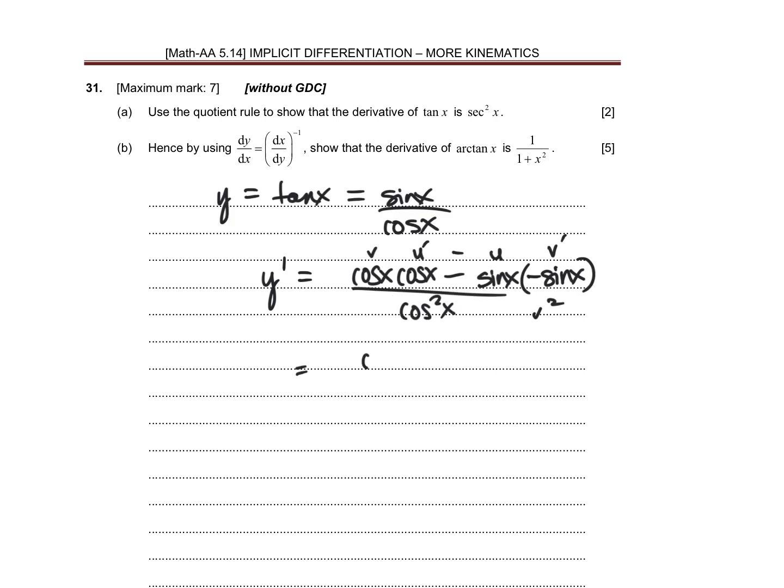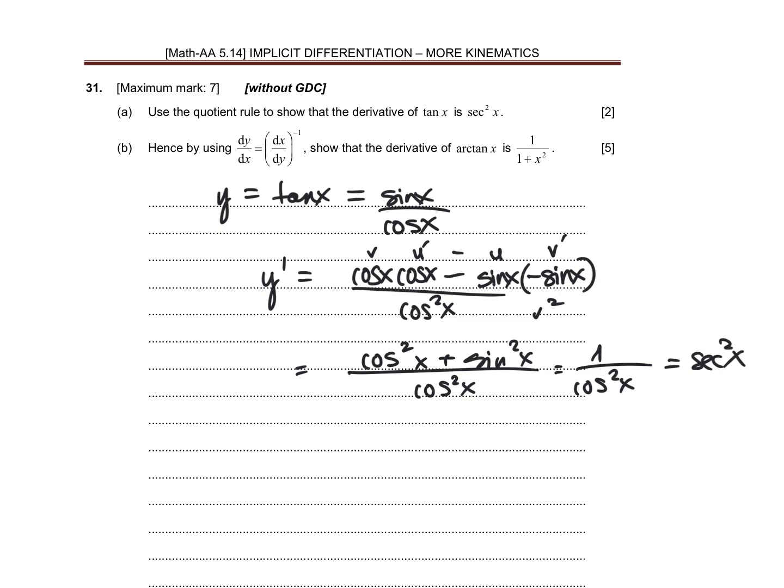Okay, so we're going to have cosine squared x plus sine squared x over cosine squared x, which is 1 over cosine squared x, which is secant squared x.